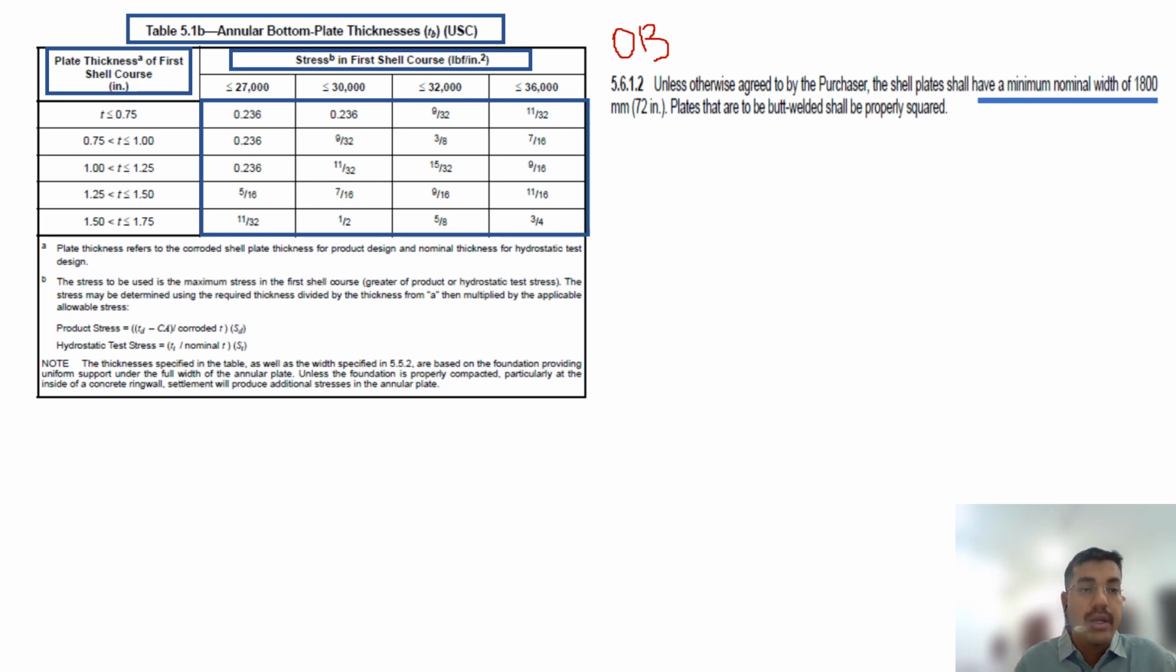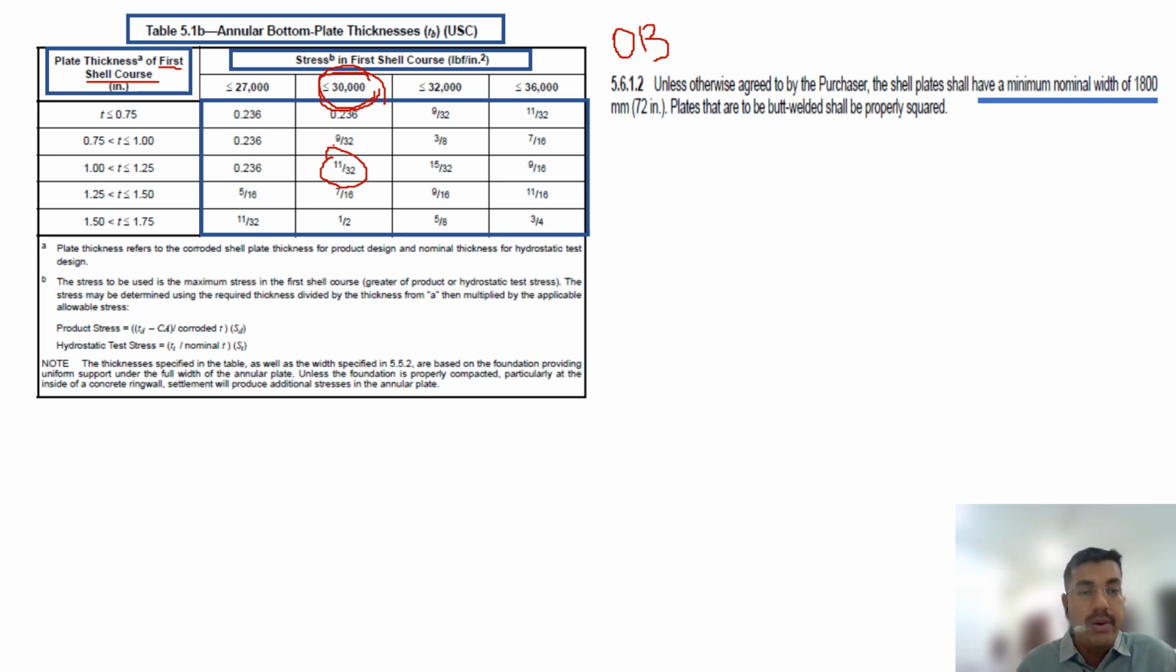If the plate is the first shell course, the thickness of the first shell course, and its stress value is less than 30,000, then you have to find out what the annular plate thickness will be. So you go to the table: it will tell you the first shell course thickness and the stress value. By comparing these you can find the thickness of the annular bottom plate. That's what they are asking.